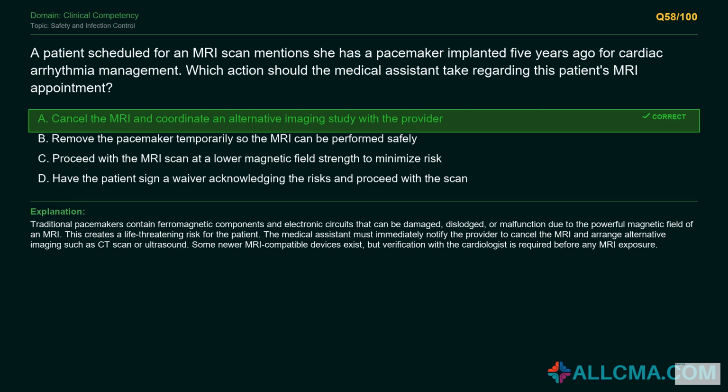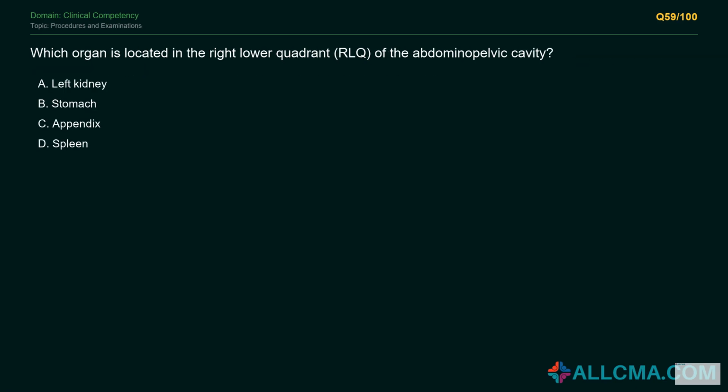Question 59. Which organ is located in the right lower quadrant, RLQ, of the abdominopelvic cavity? Option A, left kidney. Option B, stomach. Option C, appendix. Option D, spleen.